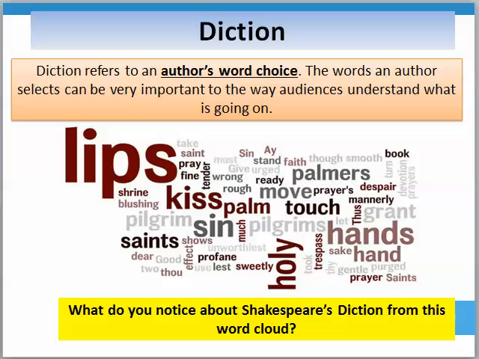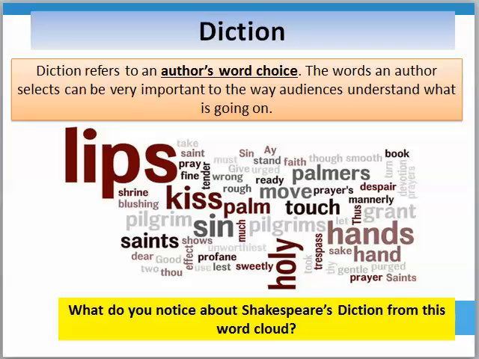Also, let's look at diction. Diction refers to an author's word choice. The words an author selects can be very important to the way the audience understands what is going on. So these words up on the screen, we can see lips, kiss, palm, touch, move, hands, holy, sweetly. This is a cloud of words found in a conversation between Romeo and Juliet. So what do you notice about this specific diction that Shakespeare has used in this word cloud?